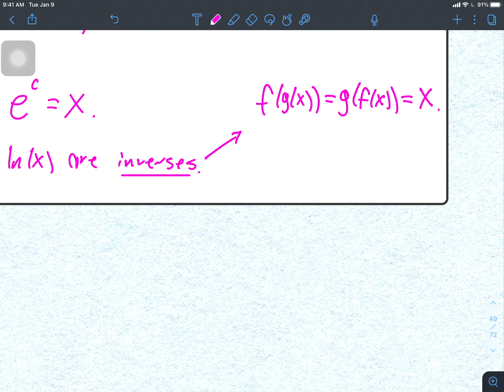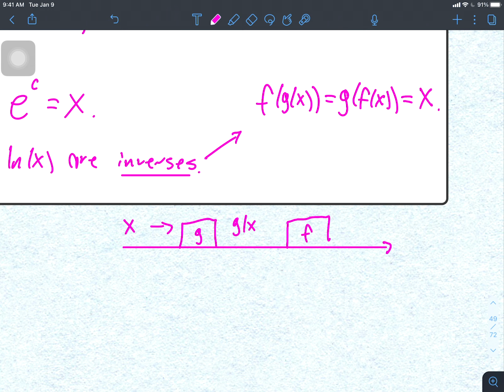So if we think about our functions in terms of conveyor belt systems, here's what it means. We have two functions, g and f, and we put in a number x, and then that number gets transformed into a different number. And then we put that number into the f box, and out pops our original number back again. So in some sense, the g box is doing something which the f box then immediately undoes. That's the idea behind inverse functions.